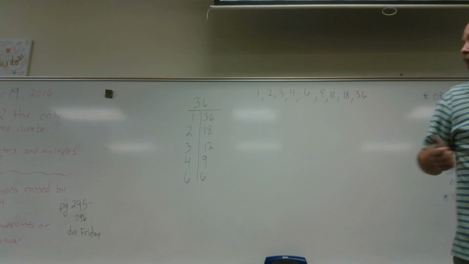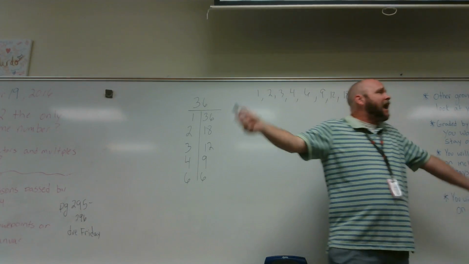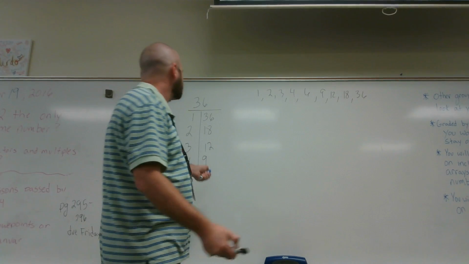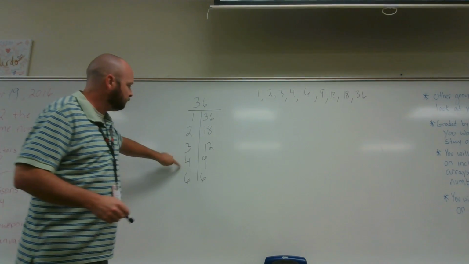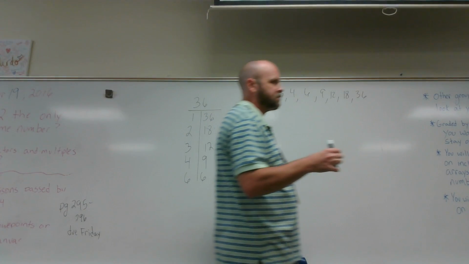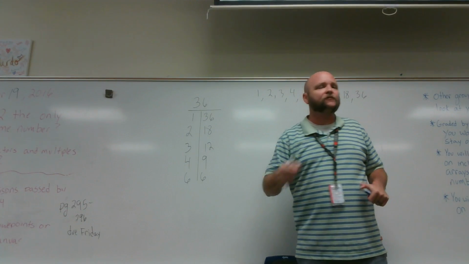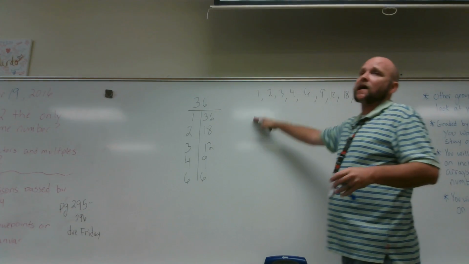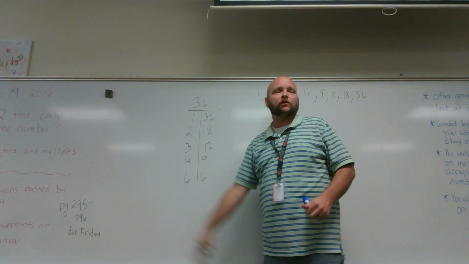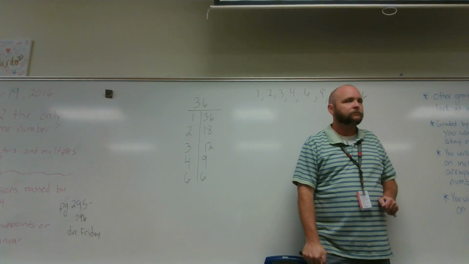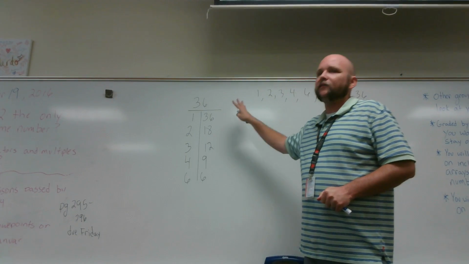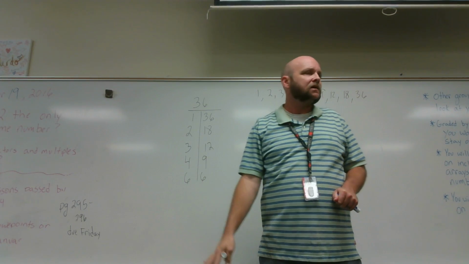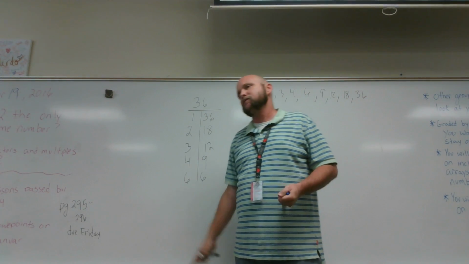Okay? And if you were asked to make factor arrays of the number 36, you would have 1, 2, 3, 4, 5 different factor arrays because you have 5 different factor pairs. So however many factor pairs you have, that's how many arrays you're going to have. Now make sure you understand the arrays because you're going to have to do the arrays.